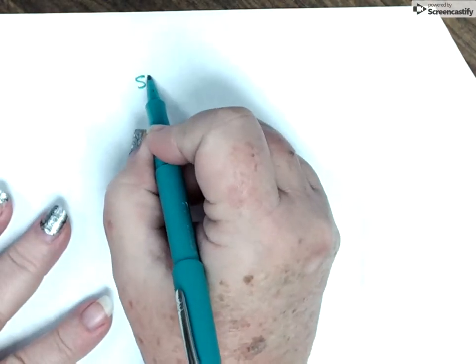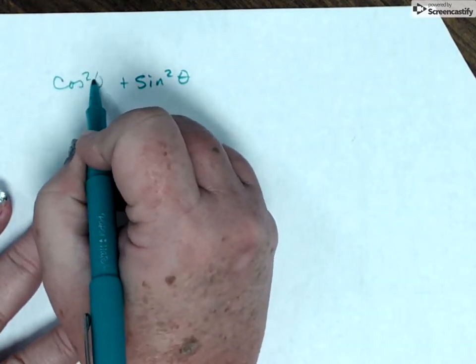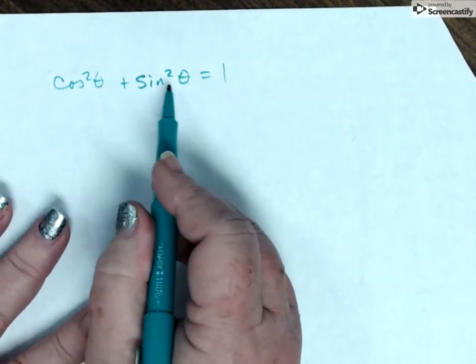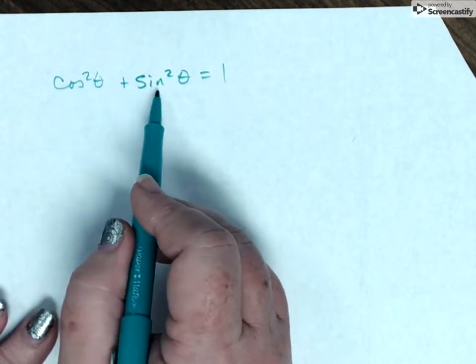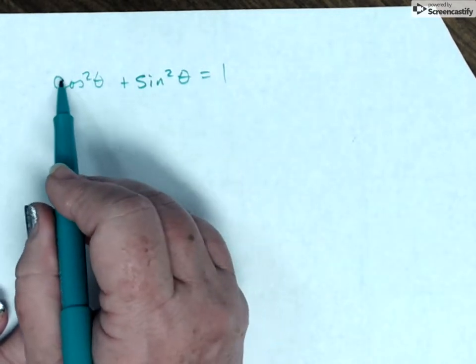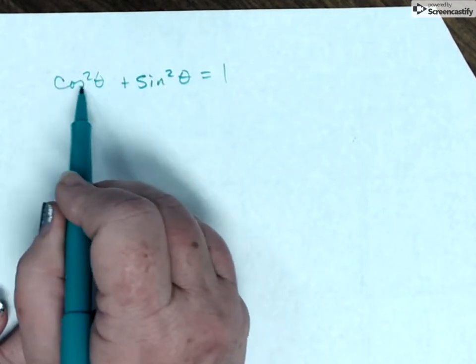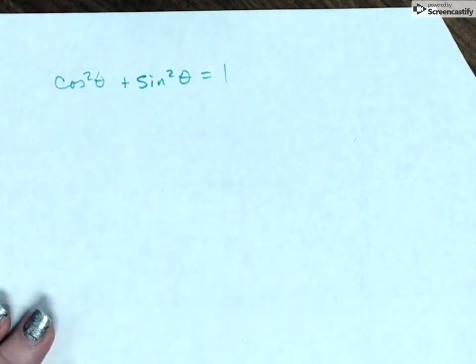When I had sine squared theta plus cosine squared theta equals 1, and yes, I said that backwards, but order doesn't matter when we're adding. If I have cosine squared theta plus sine squared theta equals 1, what that means is that the sine value squared plus the cosine value squared will always equal 1. Well, what if I decided to take these problems and change them up?